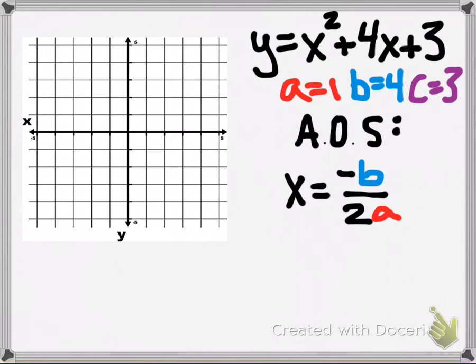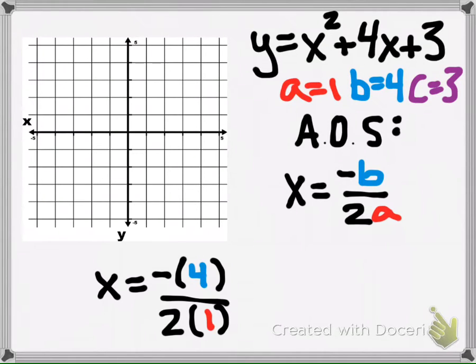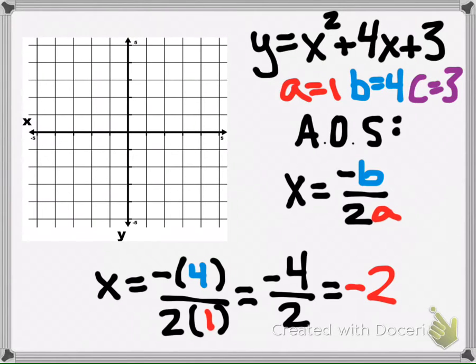So I'm going to plug in my a value, my b value from my standard form equation into this formula. So when I do so, I have x equals negative 4 over 2 times 1, which simplifies down to negative 4 over 2, which again simplifies to negative 2. So I know my axis of symmetry is x equals negative 2. I can represent that on my graph, and I'll write a little note to myself that my axis of symmetry is at x equals negative 2.